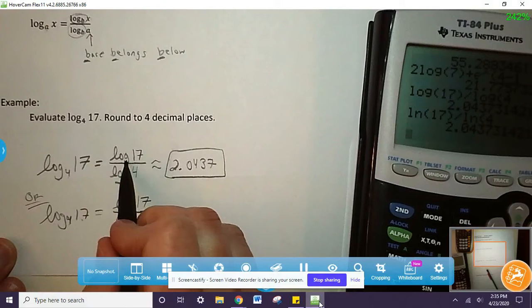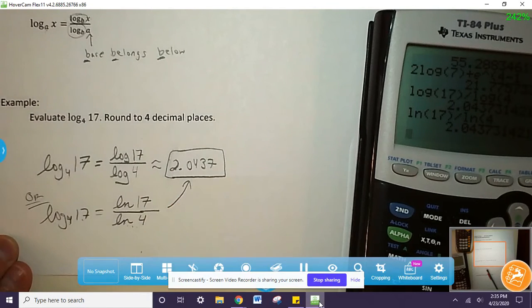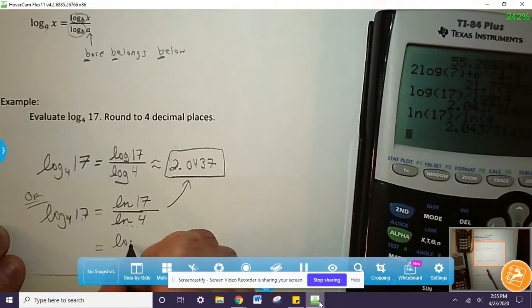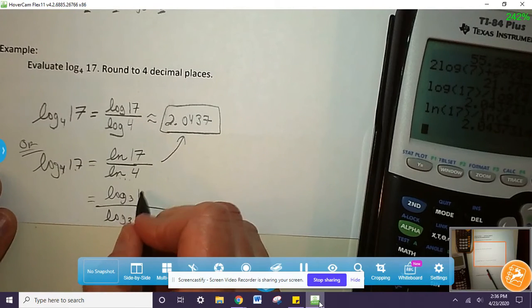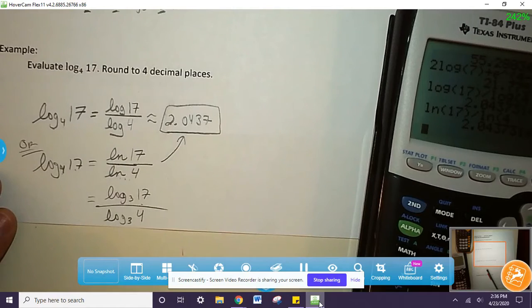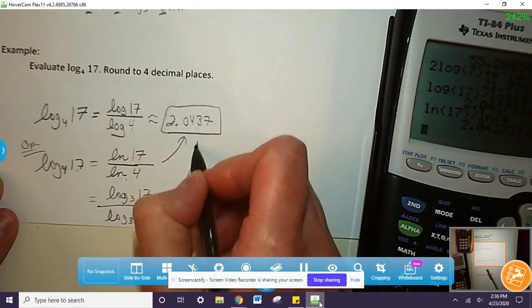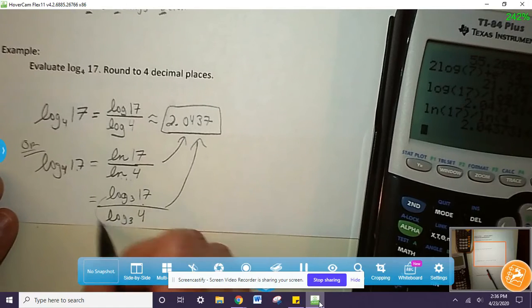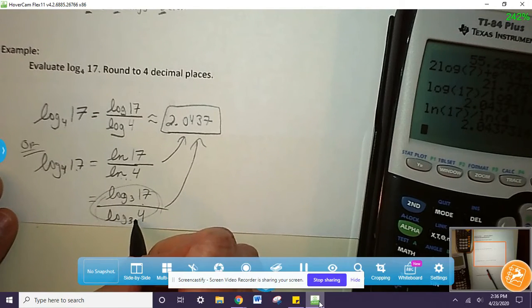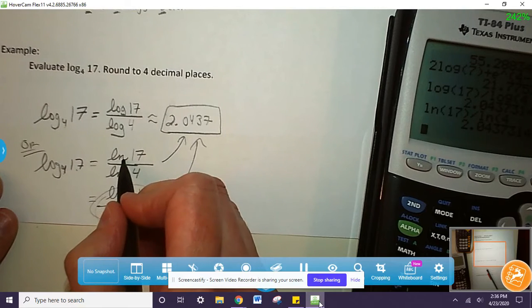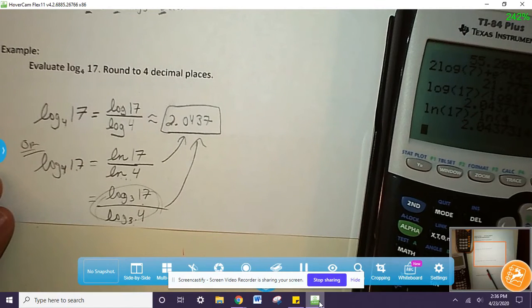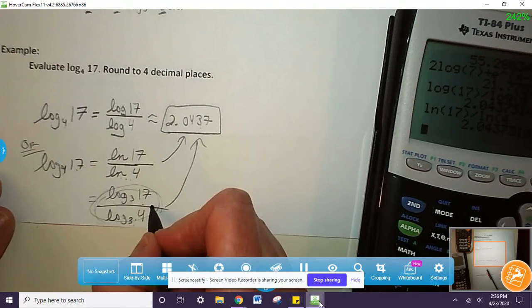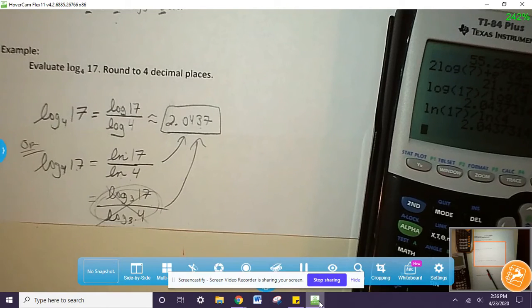So you can do any base you want. The reason we pick base 10 or base E is because those are the ones that are built into the calculator. So technically, you could change them both to log base 3 if you wanted. So if you wanted to change this same problem using log base 3, you do log base 3 of 17 up top, log base 3 of 4 on the bottom. And if you were to do all the work to put that in your calculator, you get this anyway. But this is a lot of extra work. You wouldn't pick base 3. What you want to do with the change of base formula is pick natural log or pick common log. And again, that's because those are the ones that are built into the calculator. So this would give you the same answer, but you would never pick that. Okay.